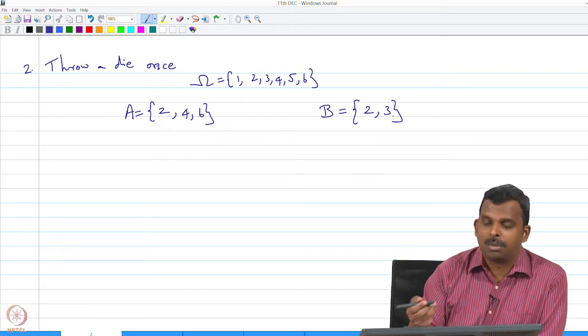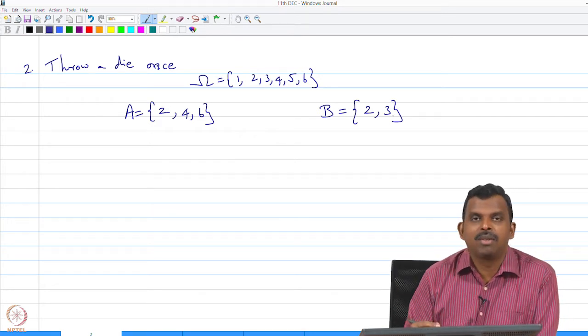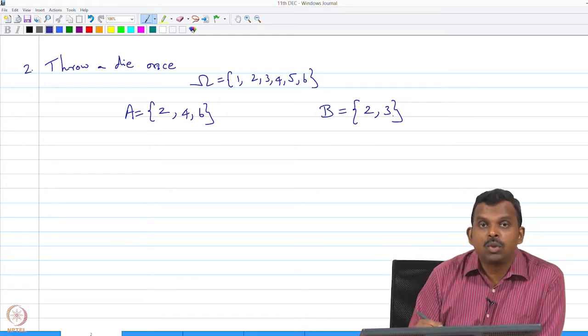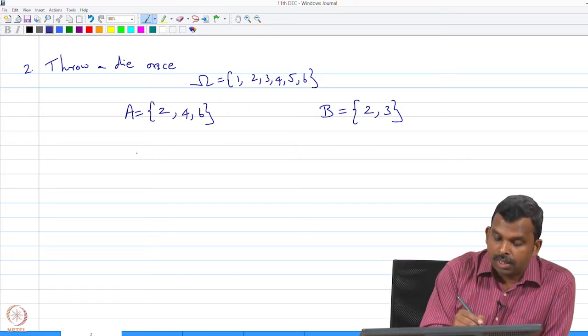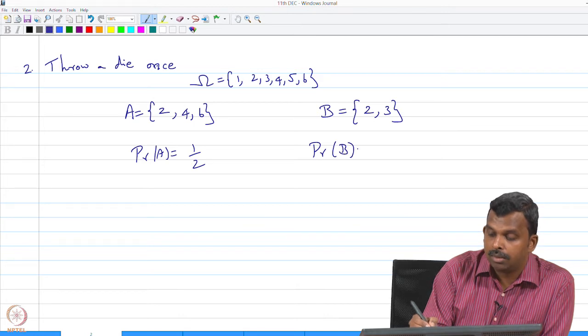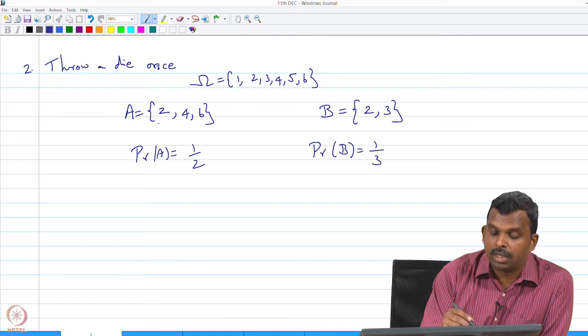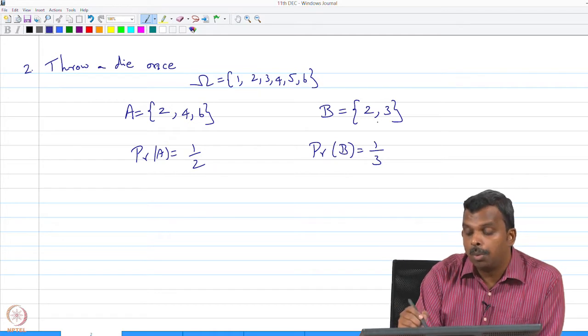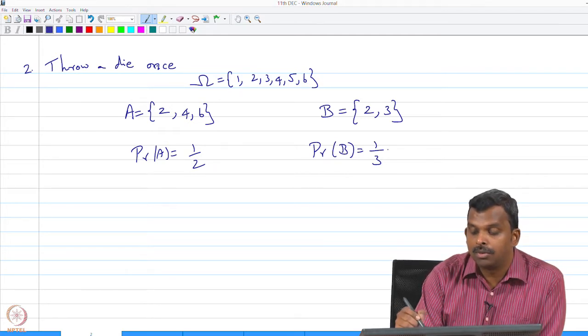Okay. So, do not ask me what this event is, it is just some event I am defining, it is a valid event 2, 3. So, I am going to try and see if these 2 events are independent. Okay. So, let us do probability of A, which is 1 by 2, probability of B, which is 1 by 3, right. So, probability of A is actually the number of elements in A, which is 3, divided by the total number of possibilities 6. 3 by 6 is 1 by 2. Probability of B is 2 by 6, which is 1 by 3.